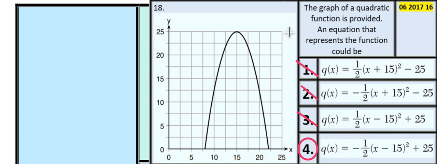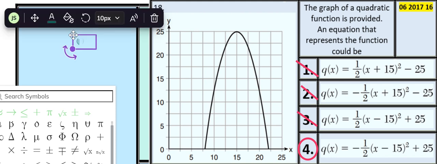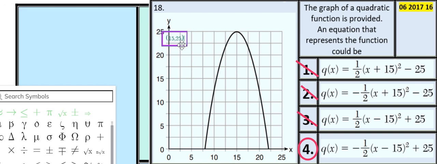One detail I do want to talk about, the happy and sad parabola, we should remember if it's negative, it opens down like a frown. If it's positive, it opens up like a smile. So that would have eliminated 1 and 3 from the very beginning. The last detail is our vertex in this case is 15, 25. The maximum height on our parabola is 25.